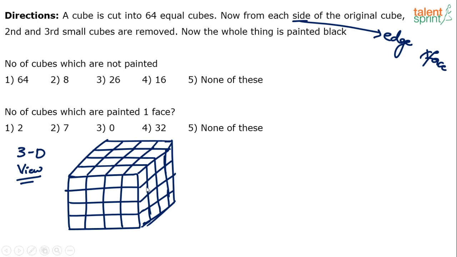Now what is done? Now from each side, meaning each edge. How many edges does a cube have? A cube has 12 edges, right? 1, 2, 3, 4, 5, 6, 7, and 8 there in the background. And then 9, 10, 11, and then the 12th one which is hidden here, not clearly visible. So basically 12 edges. From each edge, the second and third small cubes are removed. The second and third, why is the pen not working?